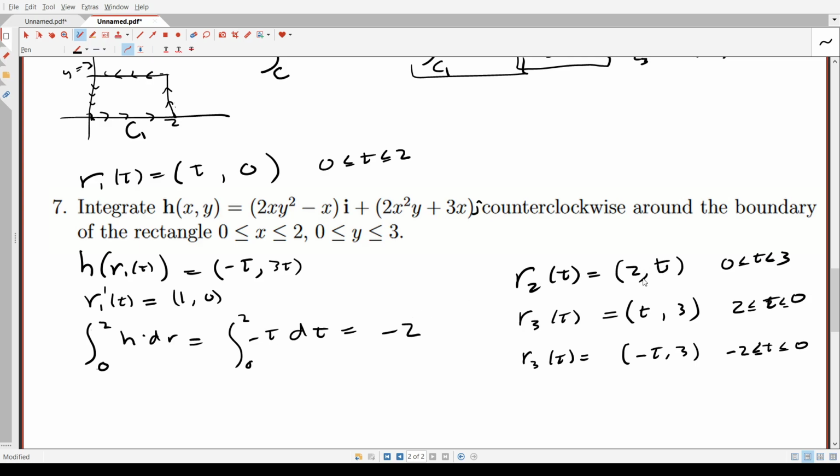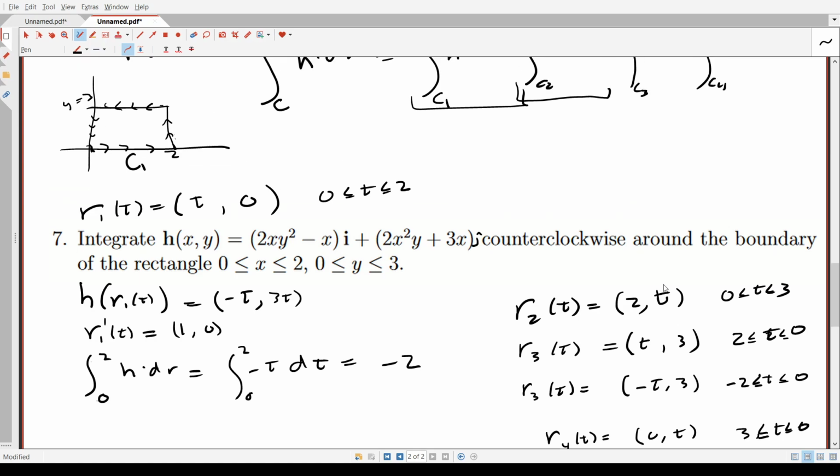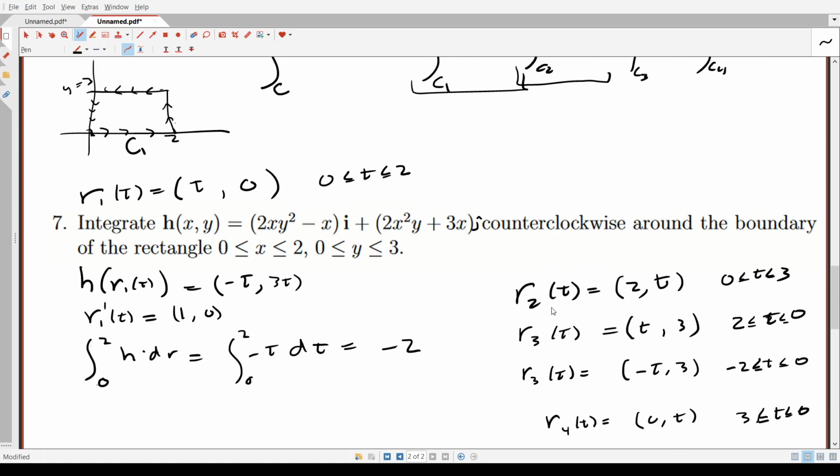You could do R4. That's going to be 0, t, with t going from 3 to 0. All right, and that works fine. And actually what you would find out here, since x is 0, if we convert this in terms of t, this whole thing is going to be 0. So this last integral is just going to be 0. There's no component there.